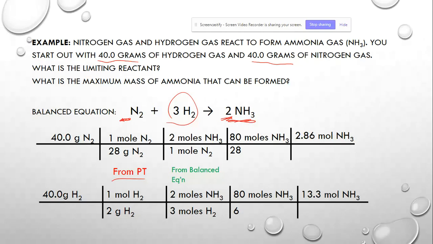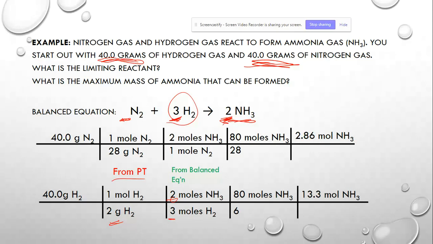So the next step uses the balanced equation. The 3 comes from this 3 in the balanced equation, and the 2 comes from here in the balanced equation. So it's a 3-to-2 ratio of hydrogen to ammonia. And we get 40 times 1 times 2 is 80 moles of ammonia, divided by 2 times 3 is 6. So it turns out hydrogen, even though it's the same mass of hydrogen as nitrogen, because hydrogen weighs so much less, you can make a lot more ammonia than you could with the nitrogen.